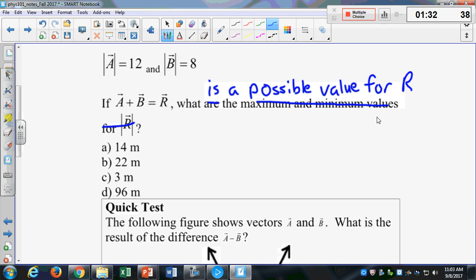You want to think about what are the maximum and minimum values for R. How can those vectors be oriented so that you get a maximum value and a minimum value? What orientation of the vectors will give you a maximum value for R? What orientation of the vectors will give you a minimum value for R? And then your answer will be somewhere in between those 2 values.